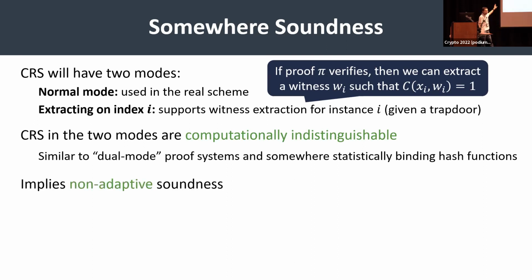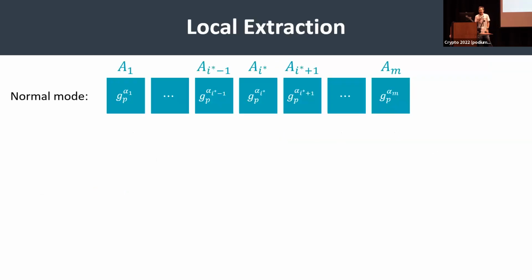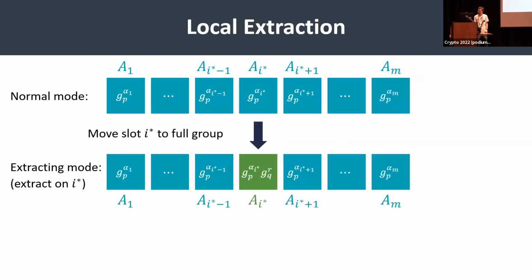And if we can show these two properties, this is sufficient to argue non-adaptive soundness of the resulting construction. So first, I need to tell you how we sample the CRS in these two different modes. First, what I've written here is the normal mode for the common reference string, just a collection of random group elements. Nothing has changed so far. I omitted the cross term for simplicity.